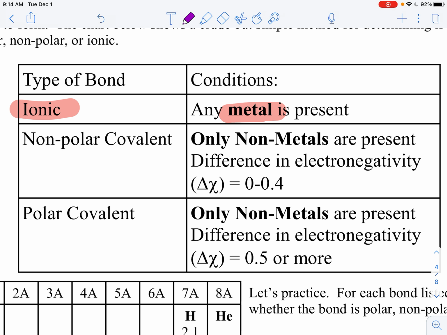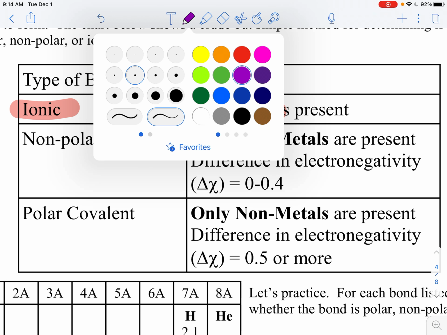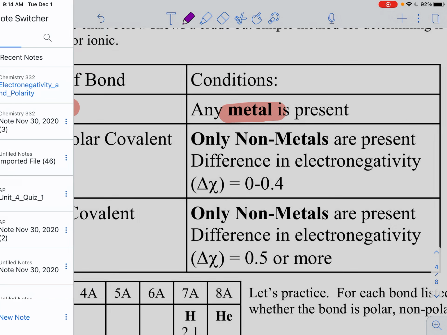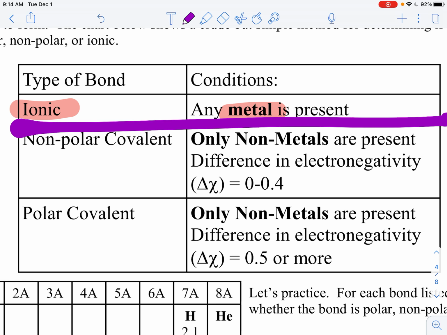Now what we've got is covalent, and covalent is going to be either nonpolar or polar. How do you tell the difference? You're going to have a nonpolar covalent if your difference in electronegativity is between 0 and 0.4.